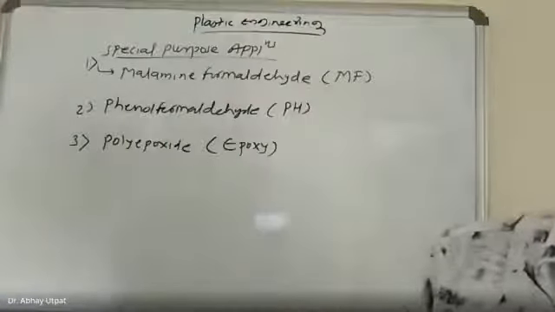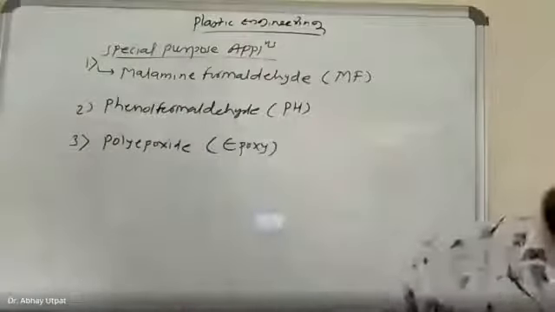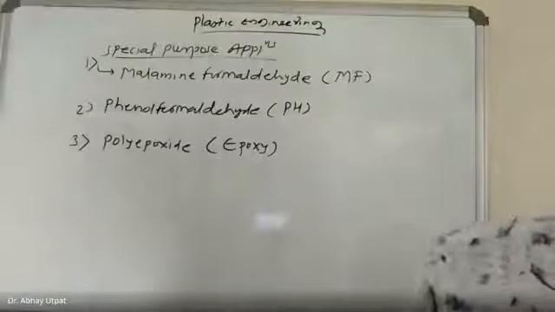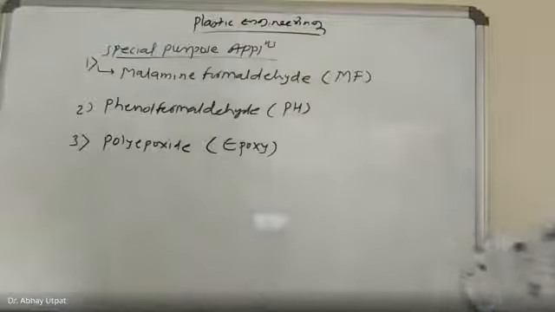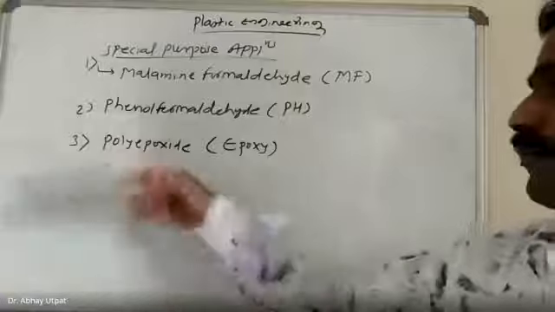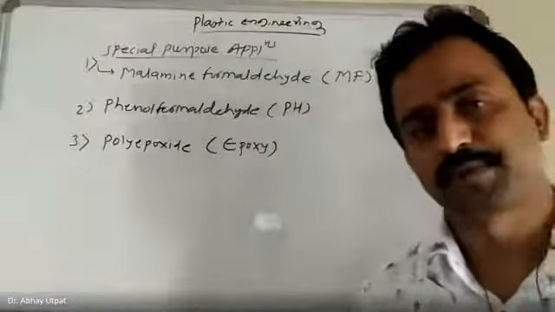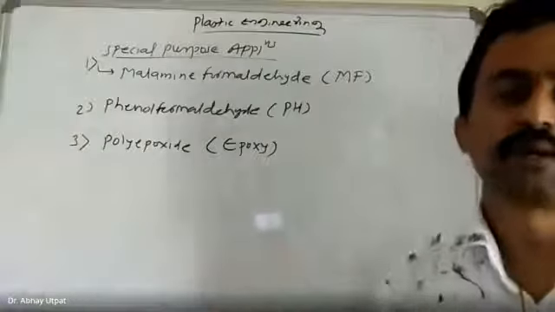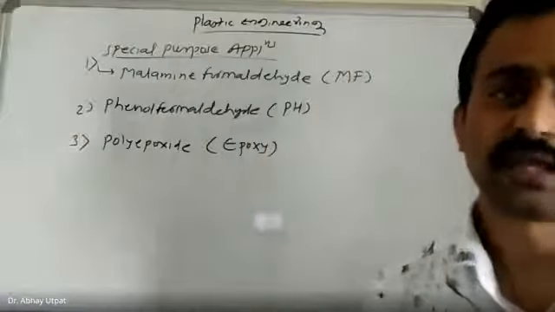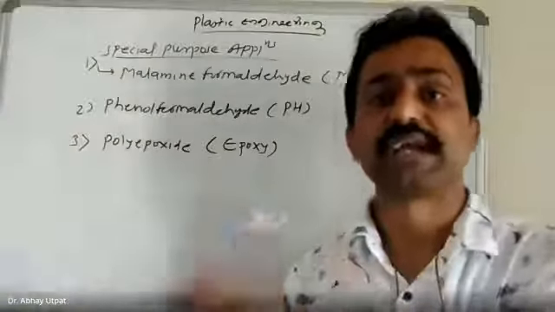Then surface layer of paper laminate. Then phenol formaldehyde, PF. This is used as an insulating material and in electronic applications for making switches and similar parts. And then polyepoxide, that is epoxy, used as a base for composite material, as an adhesive for composite material. So these are the applications of plastic, and you have to remember them with their end use.